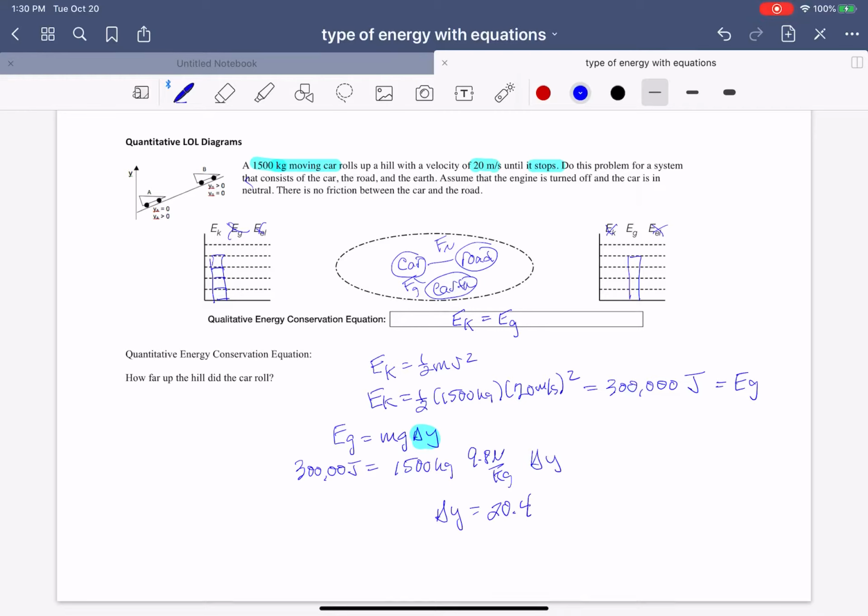That means from the reference point right here at y equals 0, it went up right there, my delta y, 20.4 meters. Can't forget the unit there, meters. All right, there you go. Now that we've practiced quantitative LOL diagrams, that's what we'll practice next time I see you.